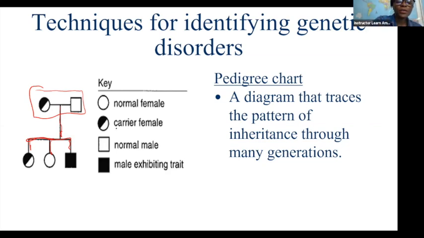So mom is referred to as a carrier, and dad exhibits the trait. So you have a key here. If mom had the trait, it would be completely filled in. But because most of these traits are carried on the X chromosome, you'll see a lot of times the moms are carriers because you'll find a trait on one X chromosome and not the other.